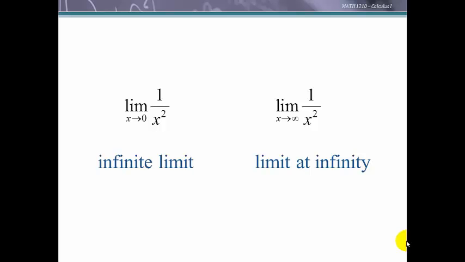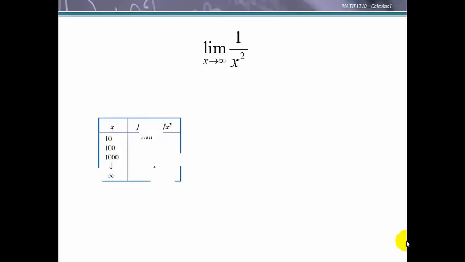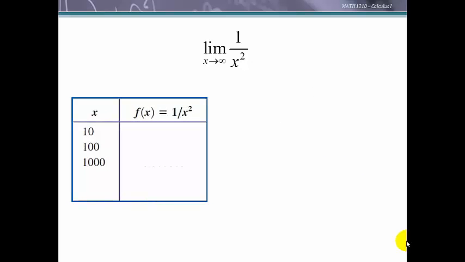So this is called a limit at infinity. As we consider the limit as x approaches infinity of 1 over x squared, let's first look at a table of values. As we let x get larger and larger, and we look to see what the function is doing, because we have 1 over x squared, by the time we square it and then take its reciprocal, we can see that the function value is getting smaller and smaller. So as x approaches infinity, the function is approaching 0.